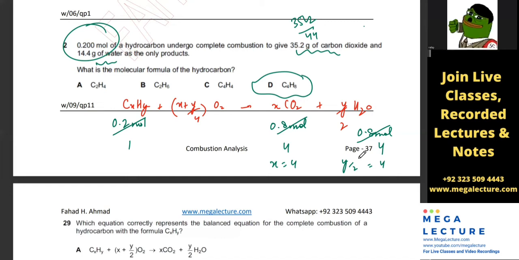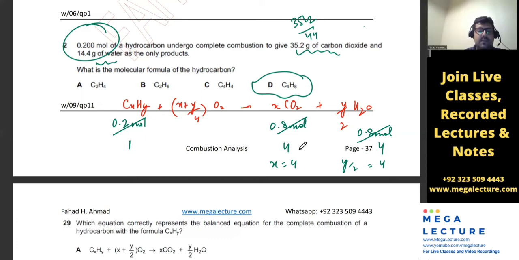Is this clear? 1 mole produces 4 moles of carbon dioxide, right? So X has a value of 4. 1 mole produces 4 water molecules, so Y by 2 has a value of 4. So hence Y would have a value of 8. Clear?